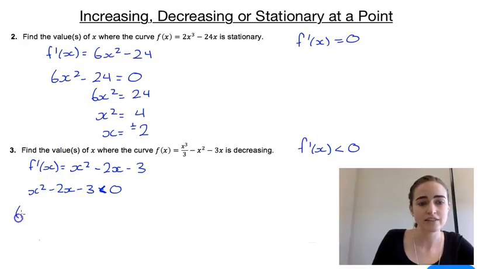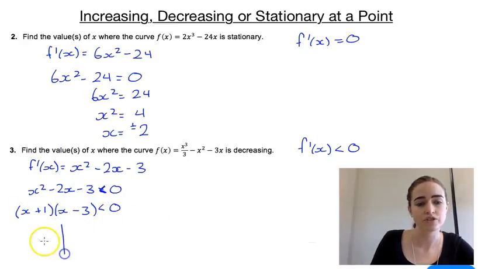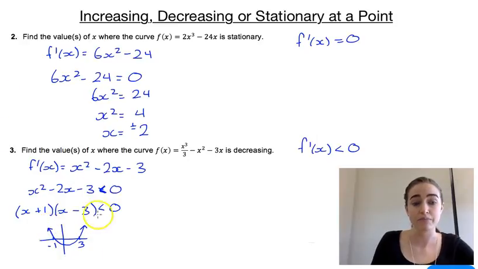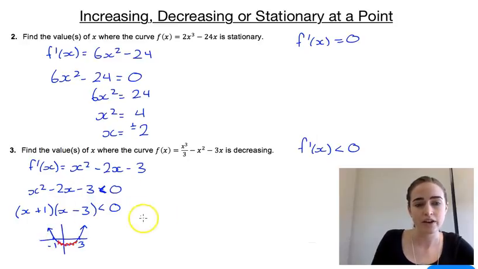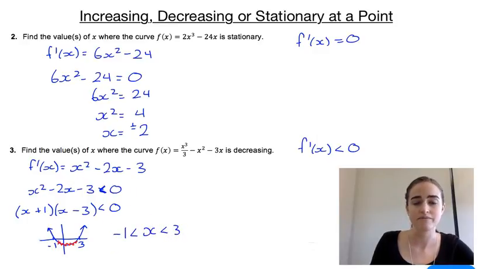So we're going to factorize this. We'd have x, and we'd have 3 and 1, we'd have to have minus 3 and plus 1. Now to solve a quadratic inequality, we want to draw ourselves a little sketch. We know that this quadratic would have x-intercepts of 3 and minus 1. We also know that it's concave up. So to see where that parabola, or that quadratic, is less than 0, it's where it's below that axis there. So we're going to have x is less than 3, but greater than minus 1. So any values within there, our function will be decreasing.